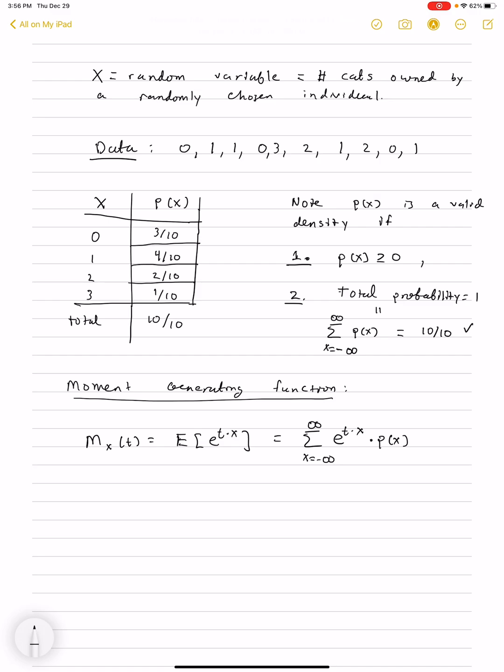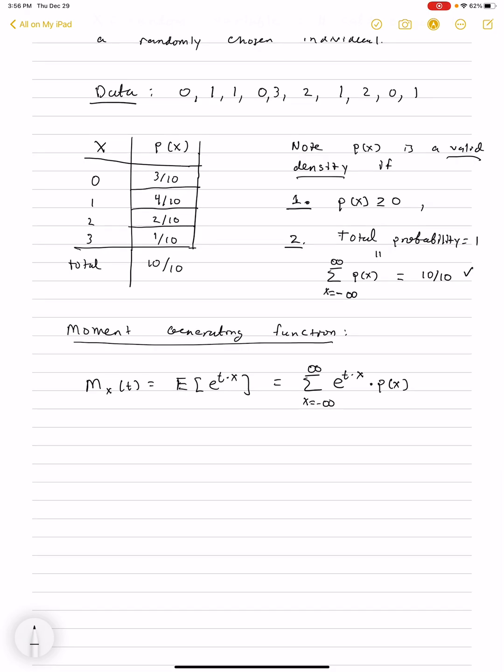Now that I've talked about a valid density, I want to talk to you about the moment generating function. The moment generating function is defined to be the expected value of e to the tx. That corresponds to taking the sum from negative infinity to infinity of e to the tx times p of x. So let's calculate this. I'll list the probabilities first. The probability x is 0 is 3/10 times e to the 0, since x is 0. One thing I'll note is e to the 0 takes on the value of 1.